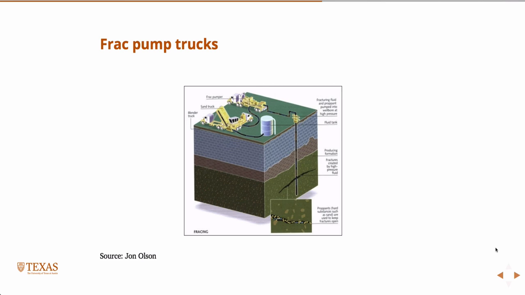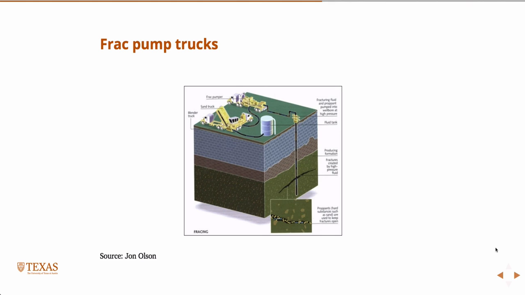So this is another cartoon, but it's a picture of the process. After the well's drilled, this is a horizontal well, but the idea is the same, at least at the surface. Then you come in behind and you have large 18-wheeler-sized pumps. The pressures required to produce these fractures are quite high. So we'll have many, many large 18-wheeler trucks with high-pressure pumps on them. You'll have sand trucks providing proppant. You'll have water tanks on the surface.